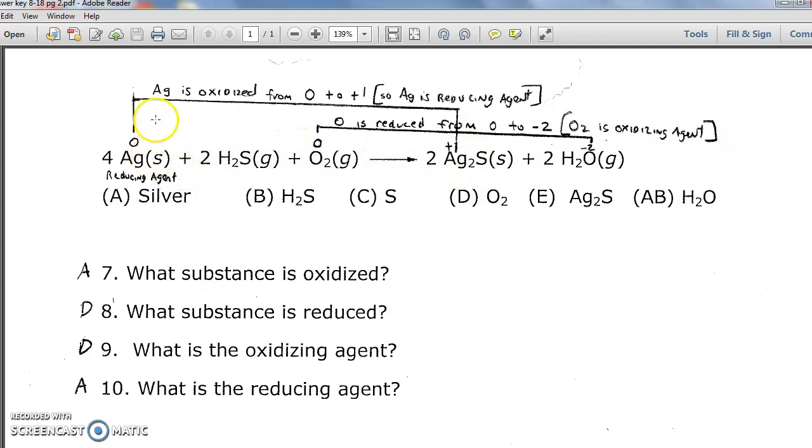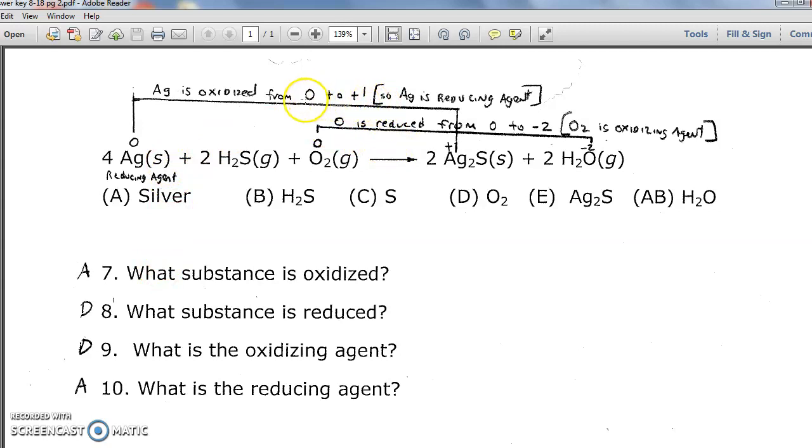So silver's gone from 0 up to +1. Its number has increased. It's because it's lost electrons. Here the silver has its electron. Over here the silvers have lost their electron to sulfur, as sulfur became the sulfide ion. So the silvers went from 0 up to 1. Oxidation is loss of electrons. Oil rig. Oxidation is loss of electrons. So the silver was oxidized. Question 7. What was oxidized? Letter A. Silver was.